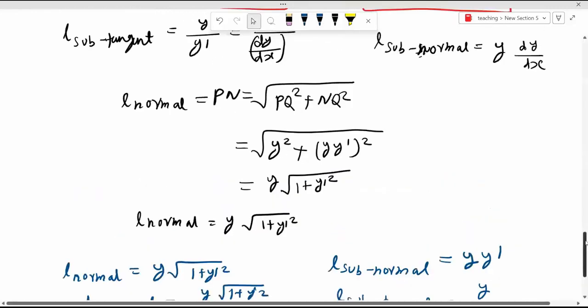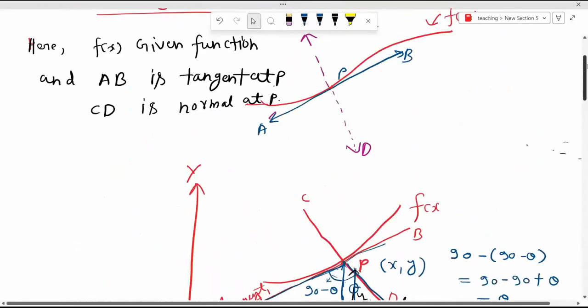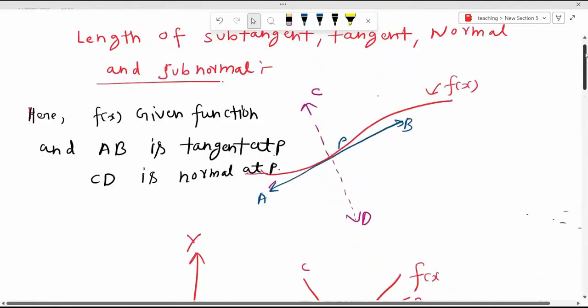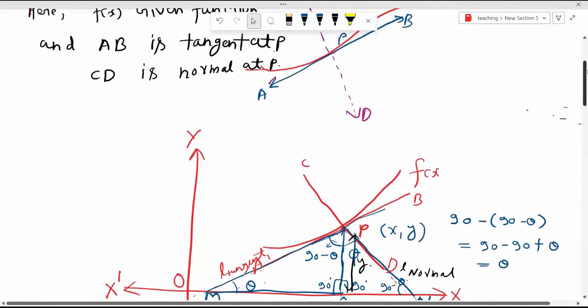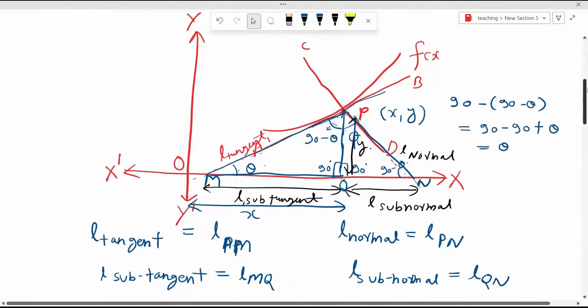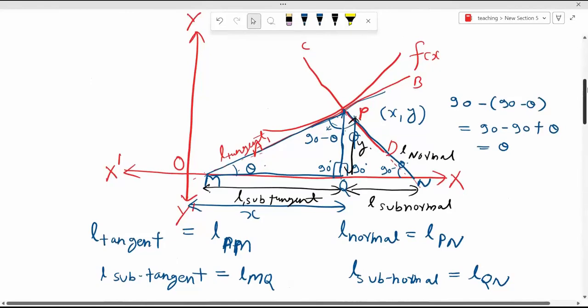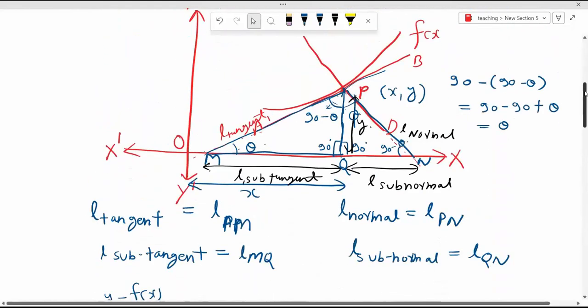Let's move to the overview of how we find all these values. First, we describe this from the picture. What we have to do when finding the length of the subtangent, tangent, normal, and subnormal? First, we draw this picture. In this picture, PM is the length of the tangent, PN is the length of the normal, MQ is the length of the subtangent, and QN is the length of the subnormal. Here we have to find the values of these.